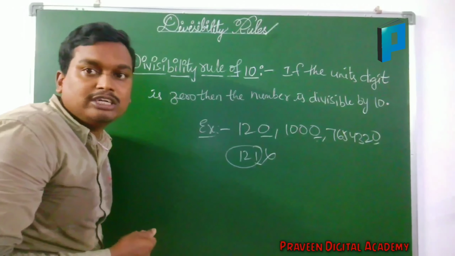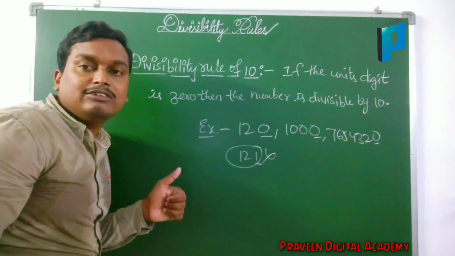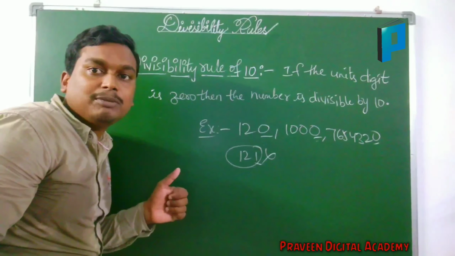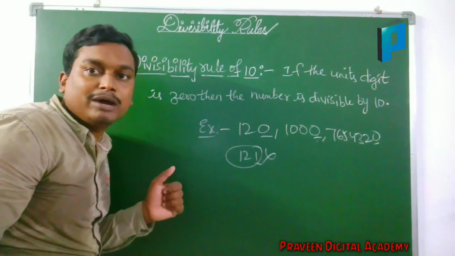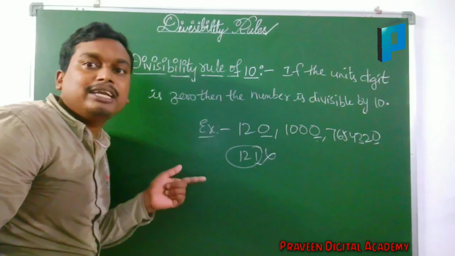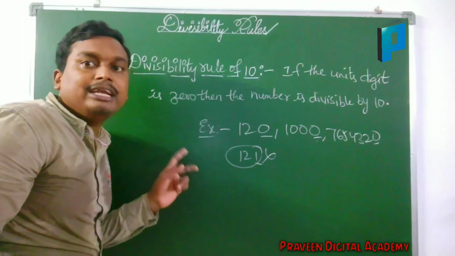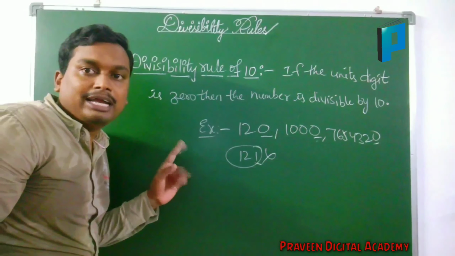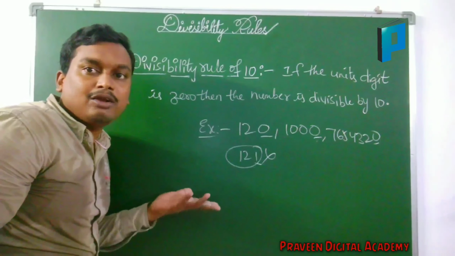Here, based on the units place, we are having 3 divisibility rules. First, the divisibility rule of 2: if the units place is 0, 2, 4, 6, 8, then the number is divisible by 2. If the units place is 0 or 5, then the number is divisible by 5. If the units place is 0, then the number is divisible by 10. If you are having any number, that number is divisible by 1.